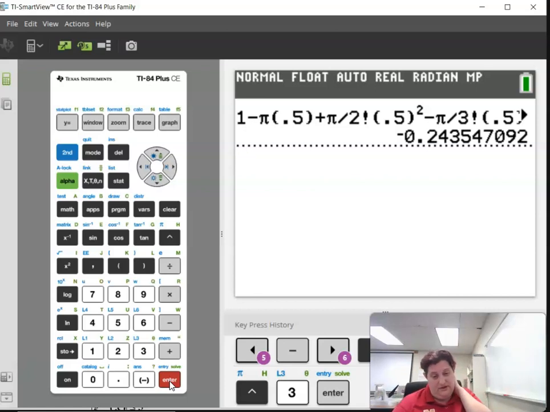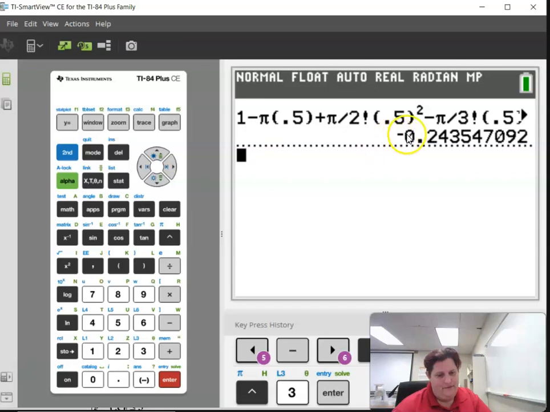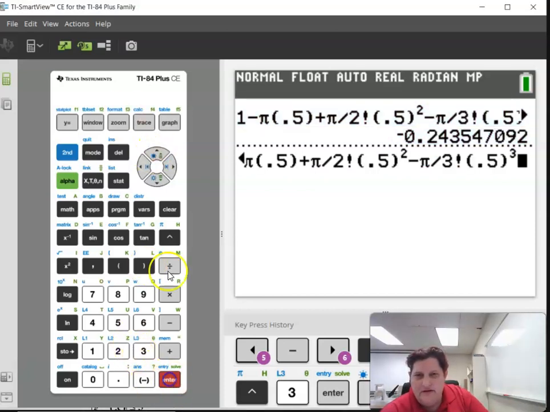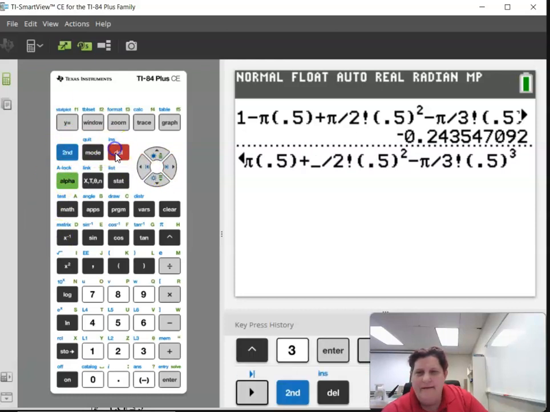I don't think that's right. What did I type in wrong? Minus pi over 3 factorial 0.5 to the third. Let me pause this to find my mistake. That did not take me long to find my mistake. Okay, you guys probably already found it. Silly Mitchell. It's pi to the second. Oh gosh.